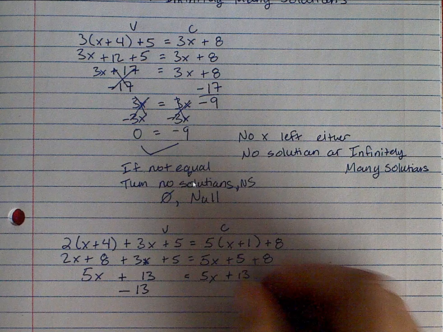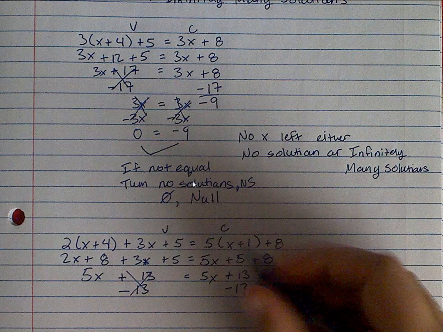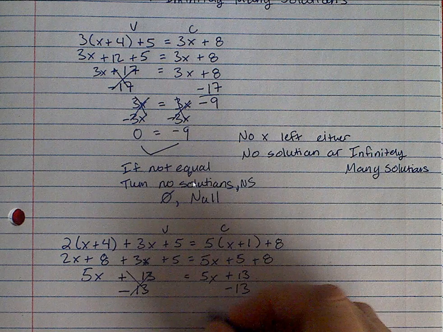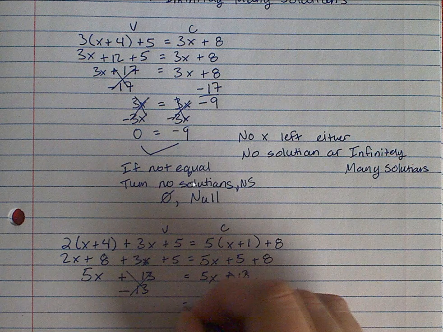We're going to do the same thing to the right-hand side. So this goes away. And what is plus 13 minus 13? Great, that goes away too then. So I'm left with 5x equal to 5x. This is a little freaky.